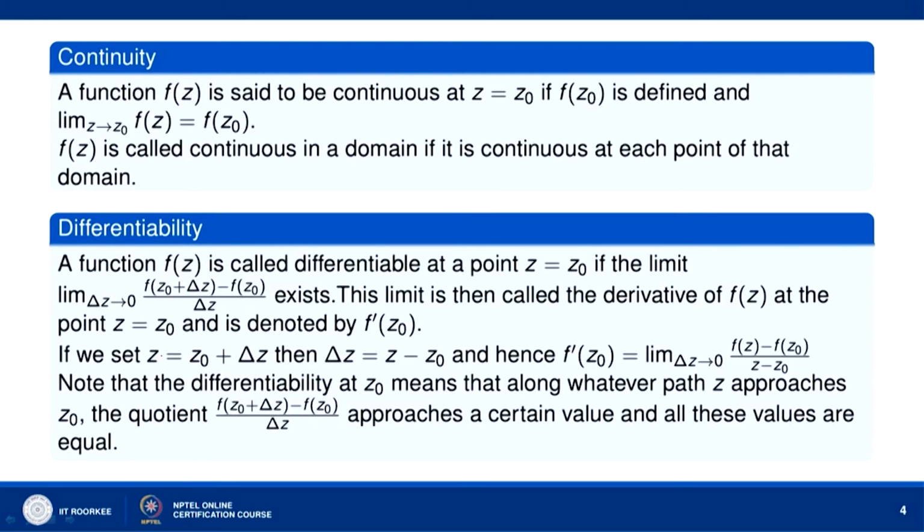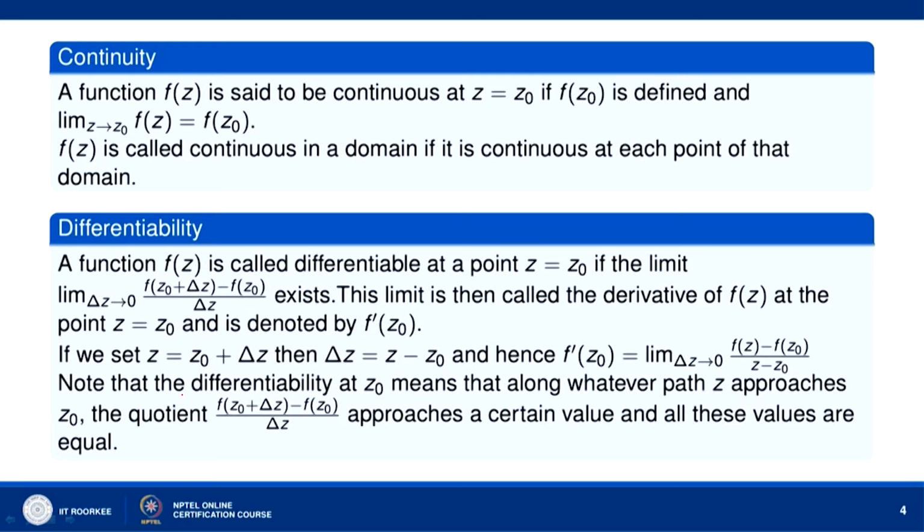Now, if you put here z for z naught plus delta z, then you can see that delta z is z minus z naught. So, this quotient will become f z minus f z naught divided by z minus z naught, and when z tends to z naught, delta z goes to 0. So, delta z goes to 0 will be replaced by z goes to z naught. So, an alternative definition for the derivative of a complex function at the point z naught is f prime z naught equal to limit z tends to z naught f z minus f z naught over z minus z naught.